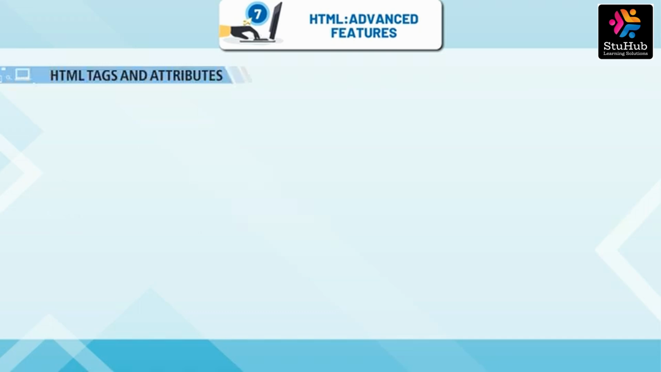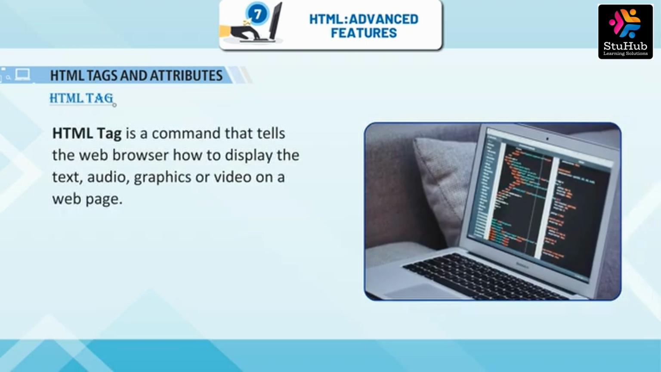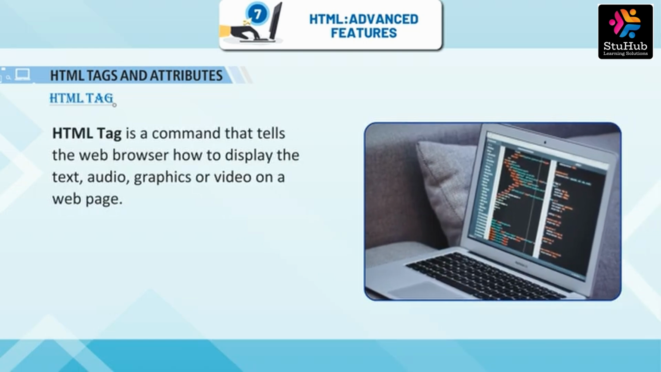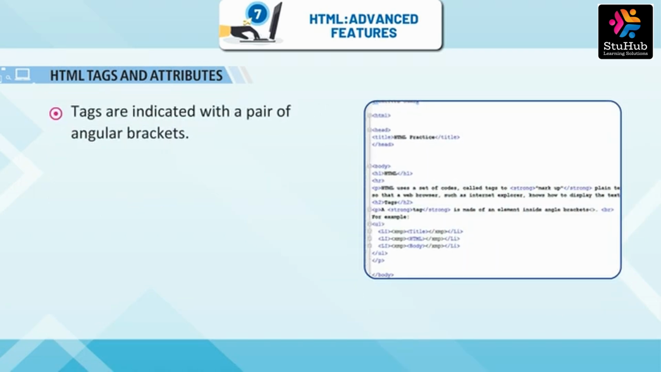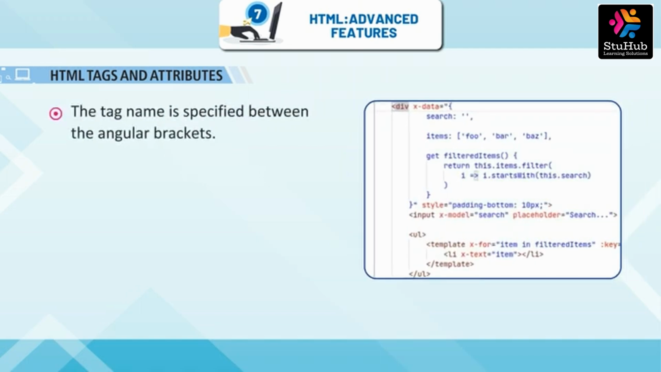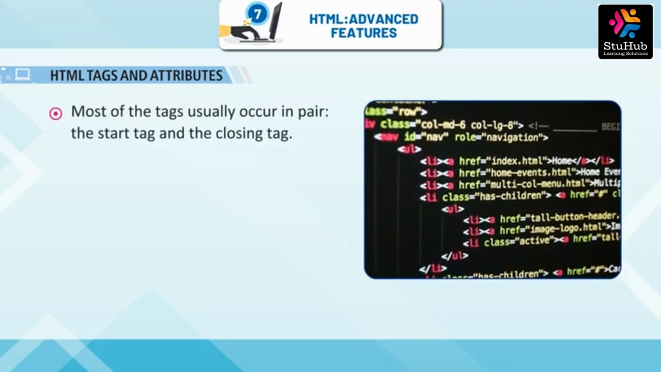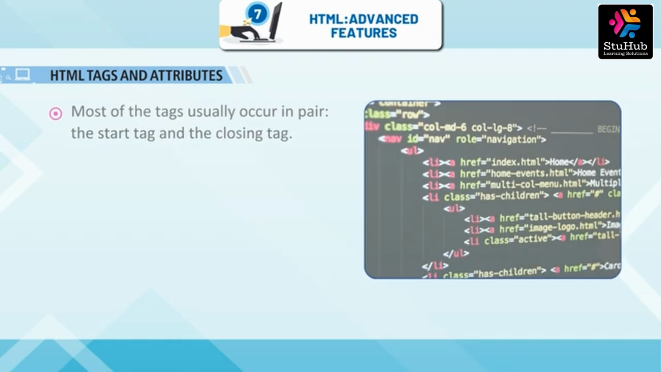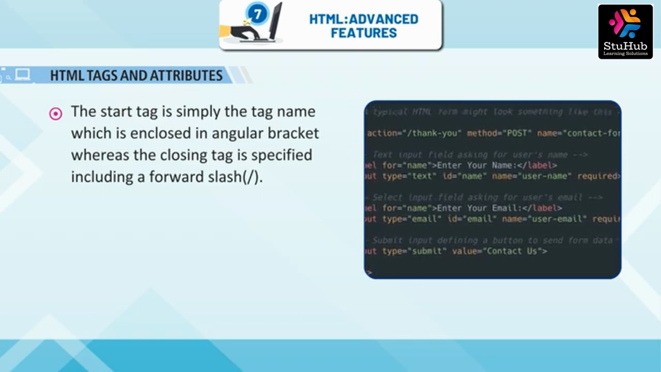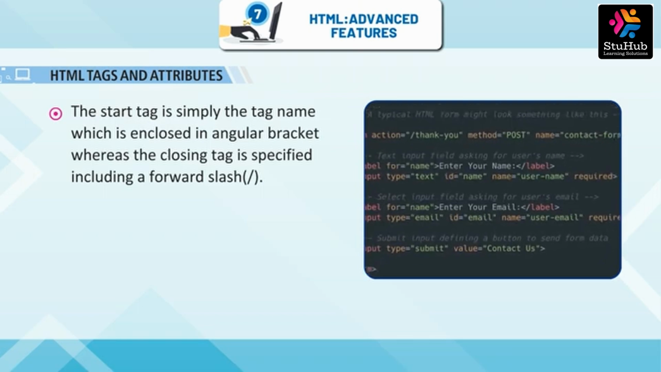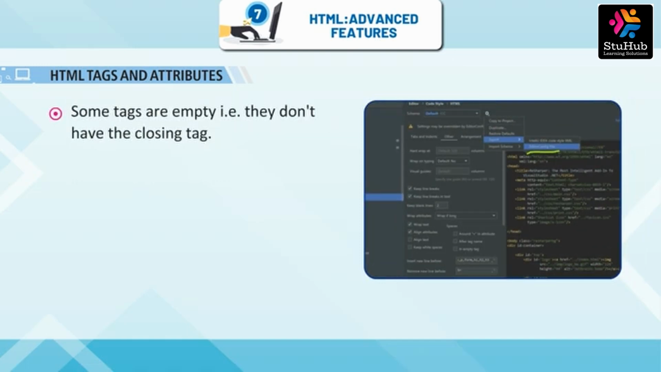HTML tags and attributes. HTML tag. An HTML tag is a command that tells the web browser how to display the text, audio, graphics, or video on a web page. Tags are indicated with a pair of angular brackets. The tag name is specified between the angular brackets. Most tags usually occur in pairs, the start tag and the closing tag. The start tag is simply the tag name enclosed in angular brackets, whereas the closing tag is specified including a slash. Some tags are empty, that is, they don't have the closing tag.